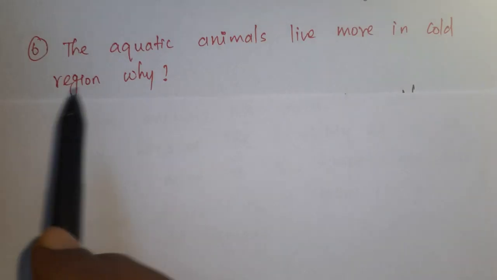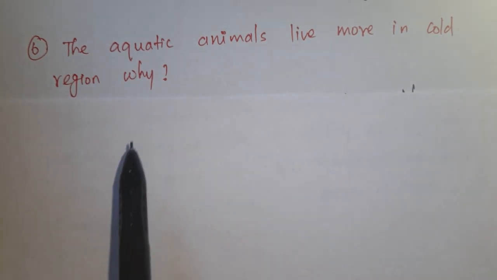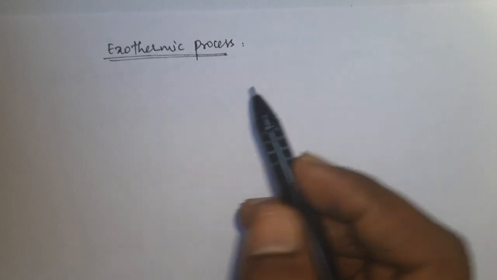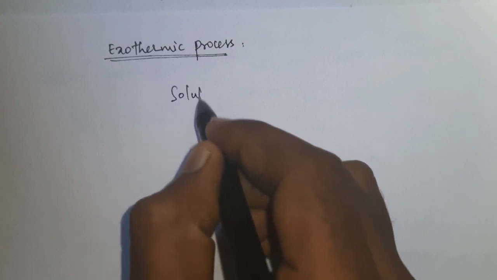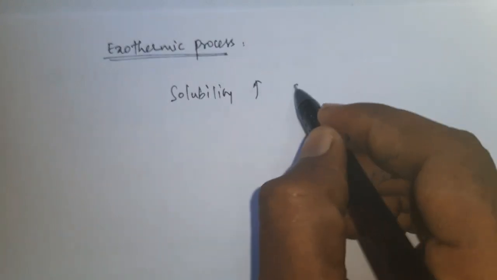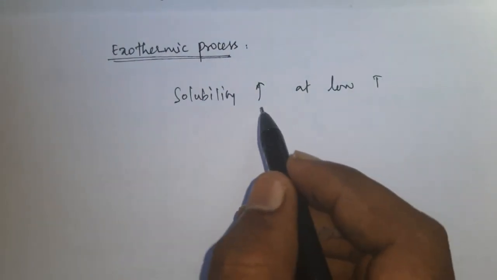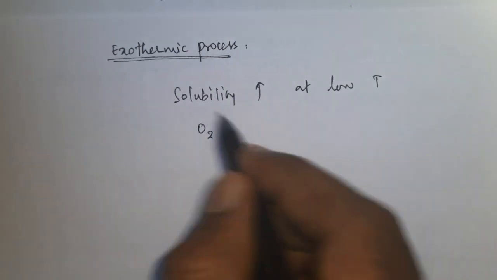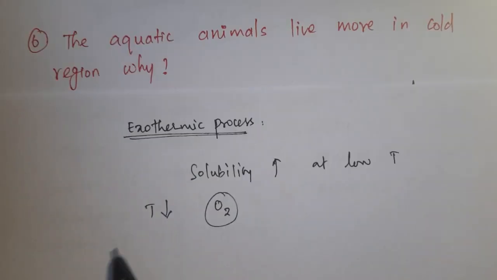Question number 6. The aquatic animals live more in cold region. Why? This is an example for exothermic process. In exothermic process, solubility increases at low temperature. So when the temperature decreases, the solubility is going to increase. So solubility of oxygen, O2, in water is more at low temperature. So in the cold region, temperature is low, so the dissolved amount of oxygen increases. Hence, the aquatic animals live more in cold region.